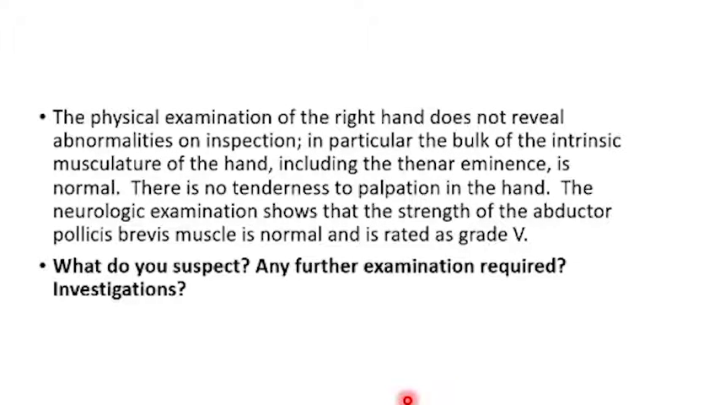On examination, the intrinsic muscle bulk is normal. I'm not so sure, but I think it's the ulnar that does that, so that shows it's likely not related to it. And then the normal strength in the abductor pollicis brevis. So that's median. Yes, median. So it's median now.